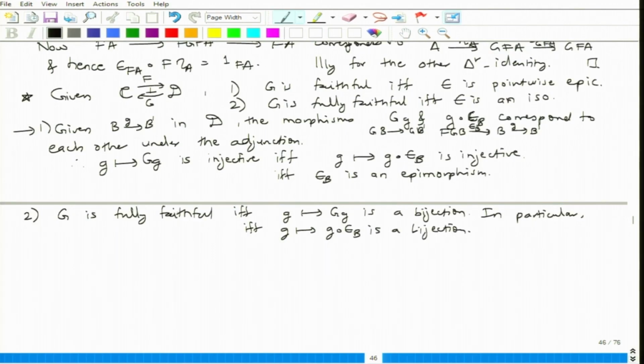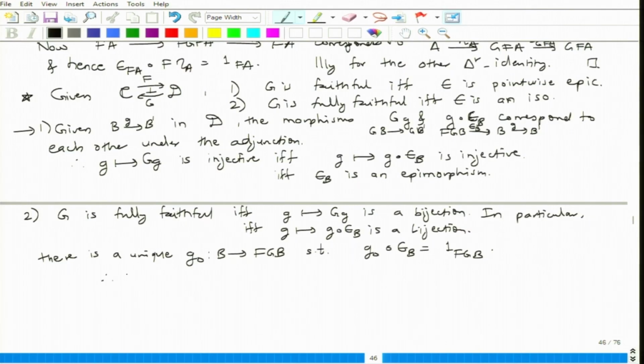So in particular, what can we say? There is a unique G naught from B to FGB such that G naught composed with epsilon B is equal to identity on FGB. Yeah, because this is a bijection, so we have to cover the identity morphism also. Okay, so now this G naught is particularly important.